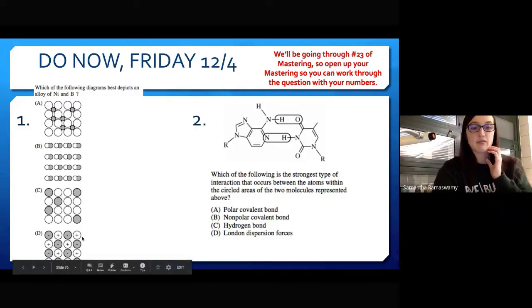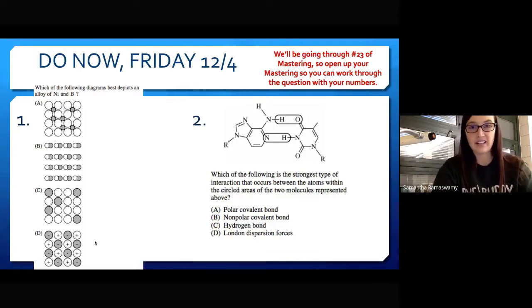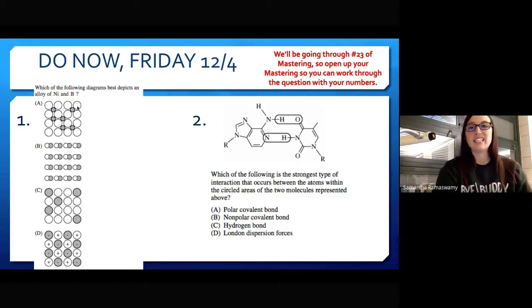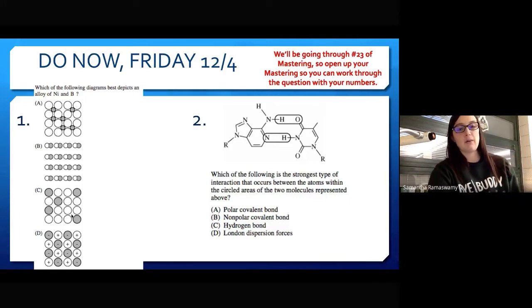And D actually represents an ionic compound where the cation and the anion are similar in size. So the only answer that makes sense for number one is A. Nickel and boron create an interstitial alloy. So A represents an interstitial alloy. C represents substitutional. So one is A.